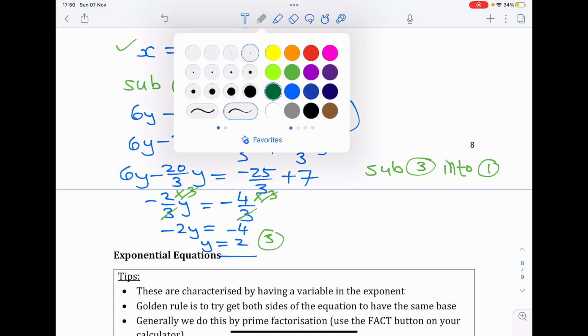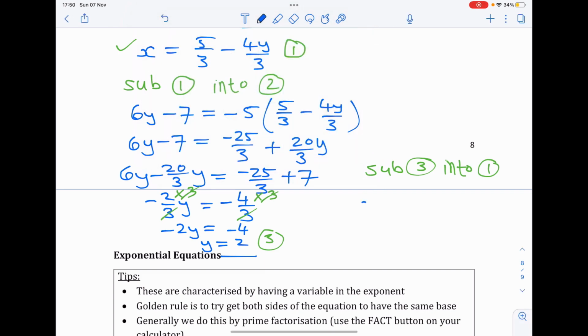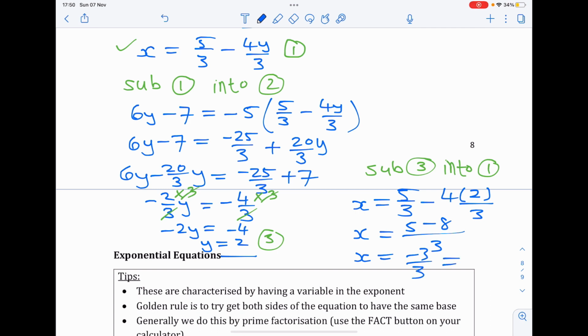So that then means that x is equal to 5 over 3 minus 4 times 2 over 3. So we have a common denominator, 3, and 5 minus 8. x is equal to minus 3 over 3, so x is equal to minus 1. Okay, so that is simultaneous equations.